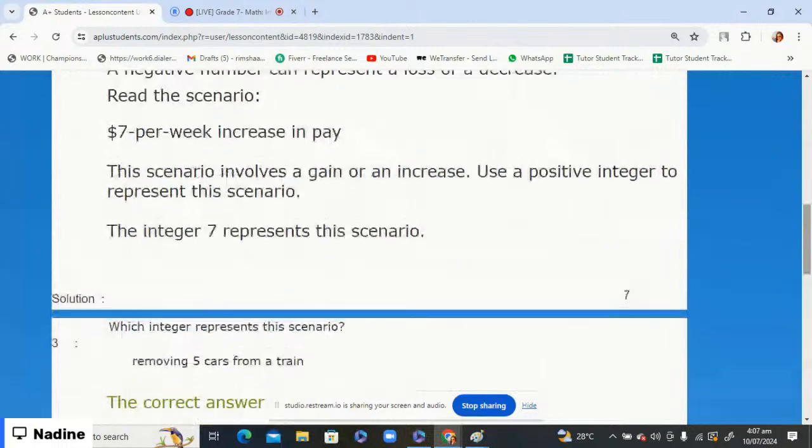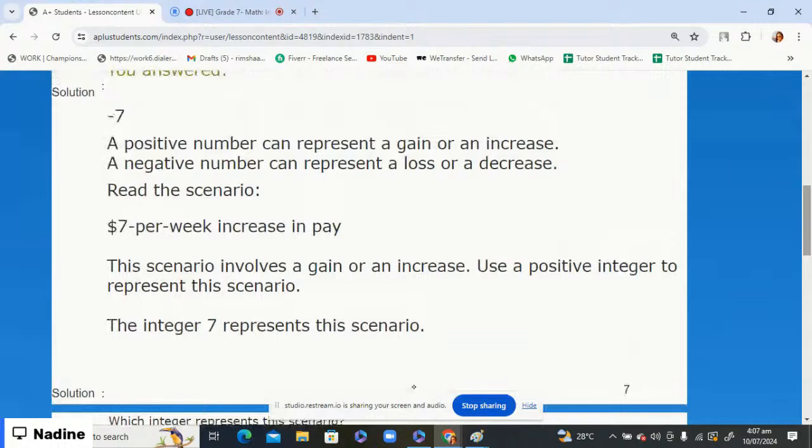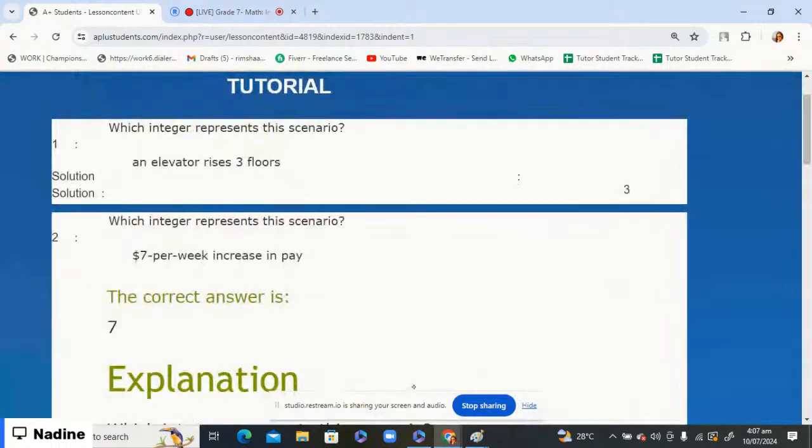Removing 5 cars from a train. Now here something is removing, it's not adding. Okay, when something is removing, then you are going to put the negative sign with it, minus sign with it. So here we just put it minus 5. All right, now let's do some test questions for that.